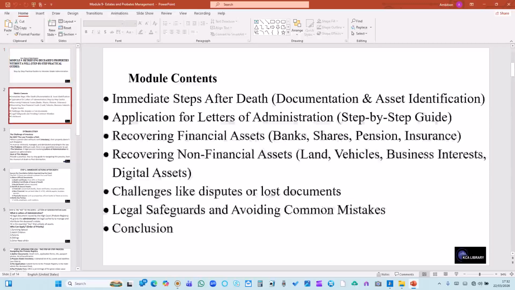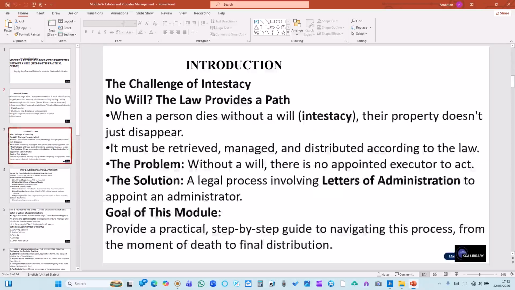The module content here includes immediate steps after death, that is documentation and asset identification, application for letter of administration step-by-step guide, recovering financial assets, then recovering non-financial assets like land, vehicle, business interest, and digital assets. We'll also look at challenges like disputes or loss of documents. Then we'll look at legal safeguards and avoiding common mistakes before we draw our conclusion. Let us begin with the introduction.